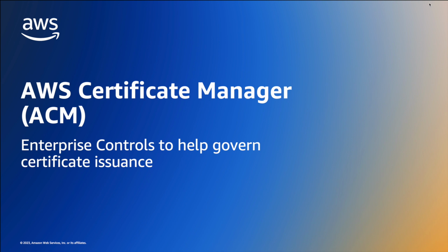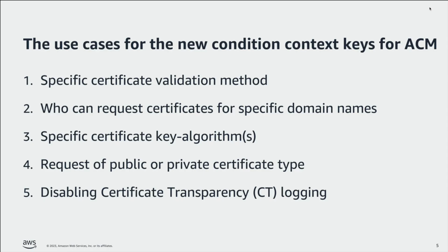So what's new? Let's take a look. You can now use AWS Identity and Access Management, or IAM, condition context keys with ACM to help ensure that users are issuing certificates that conform to your organization's public key infrastructure guidelines.